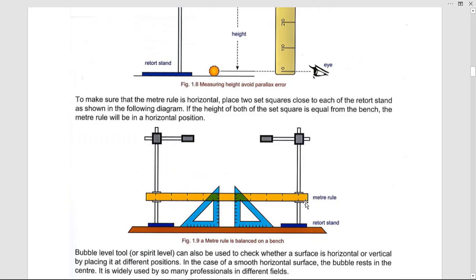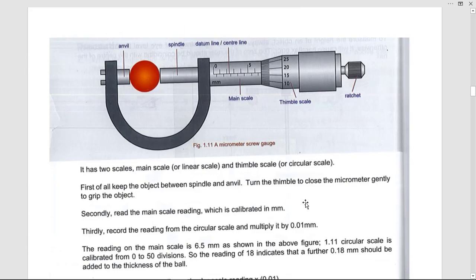Now we are going to talk about the micrometer screw gauge. This is a small device which is used to find the diameter of things. For example, things that are small and round in shape, because a meter rule or small ruler cannot be used to find that. Even for a small wire you can use this, because it is used to find the diameter of very tiny things.